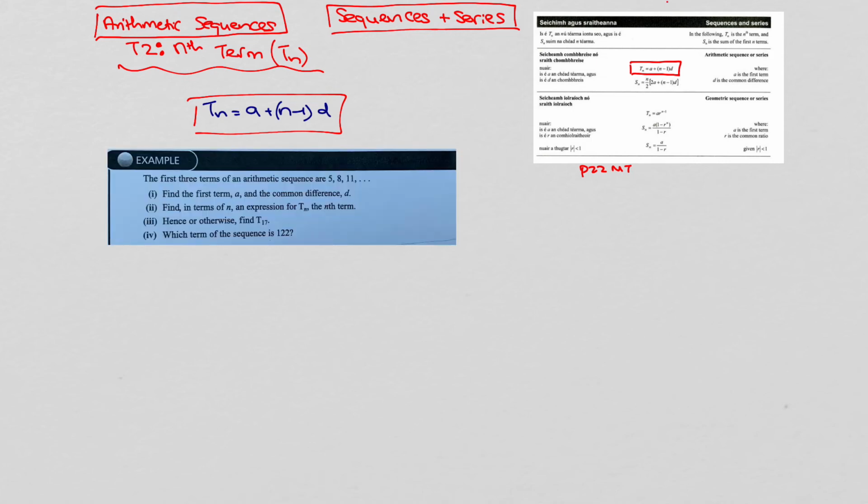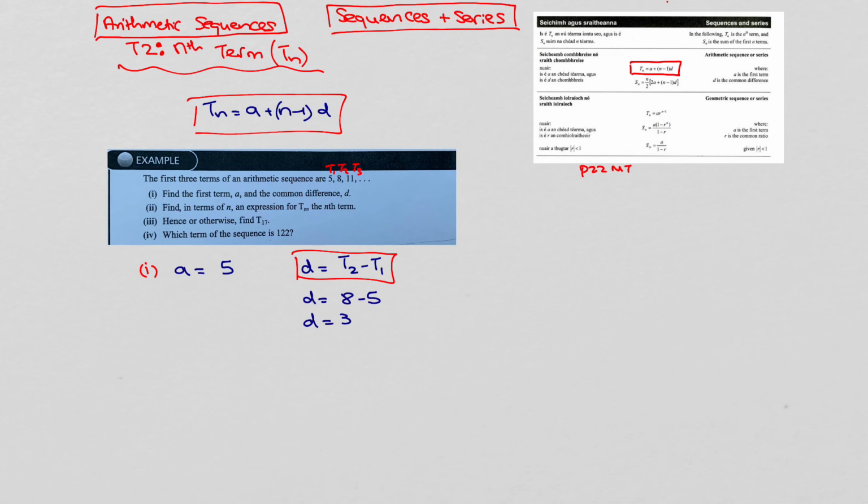So if we look at the example here, we're given a list of numbers, 5, 8 and 11. And the first thing we're asked to do is write down the first term. So a is our first term, which we can see is 5. And then we have to write down the common difference. So if we write T1, T2 and T3 over each of my terms, then to find d, my common difference, all I have to do is get the difference between any two consecutive terms. So therefore d in this case is going to be 8 minus 5, which is 3.